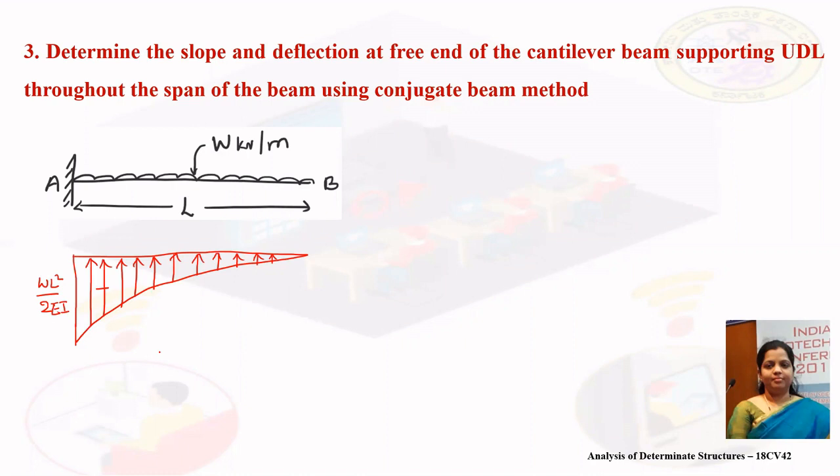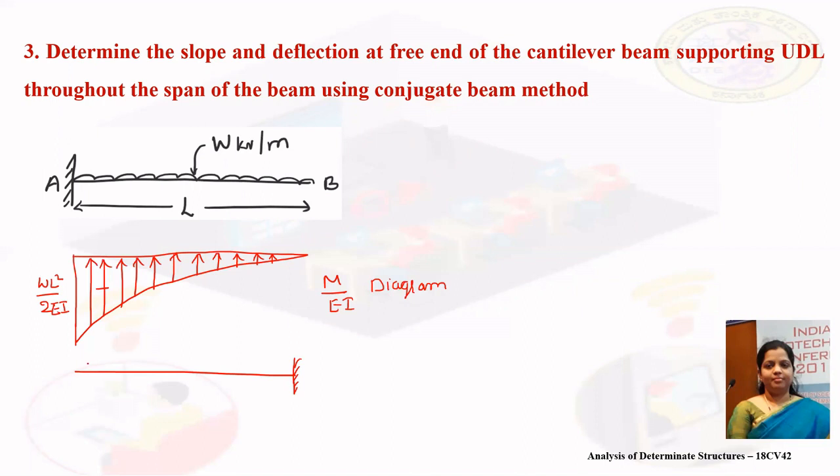Now let us try to draw the conjugate beam here. This is the M by EI diagram. When we convert the real beam into a conjugate beam, as per the theory of transformation, the free end of the beam will become fixed and the fixed end will become free. Therefore, point B will become fixed and point A will become free.